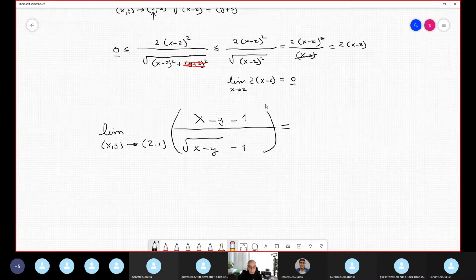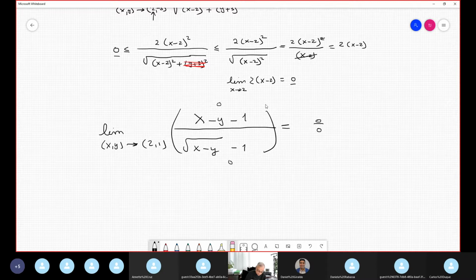2 minus 1, minus 1 is 0, no? It's 0. And here is 2 minus 1 is 1, square root 1 is 1, and 1 minus 1 is 0. 0 over 0 is again indeterminate. Okay, you plug it in. See, the answer is a number.